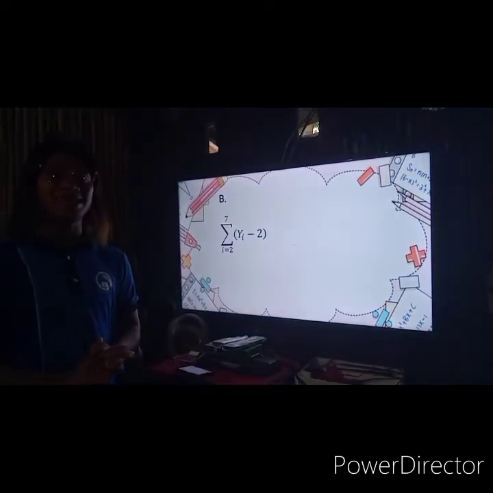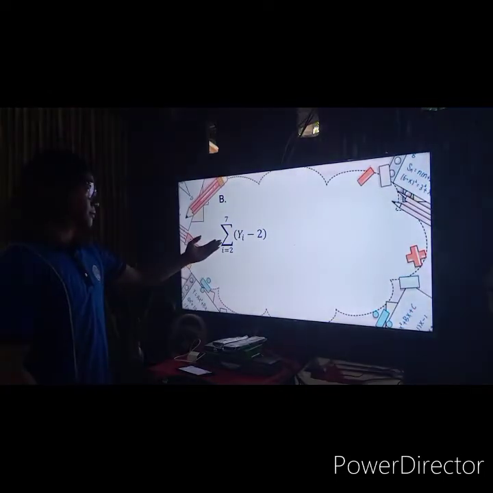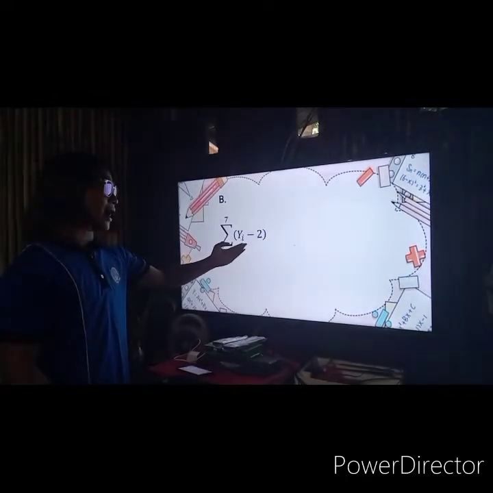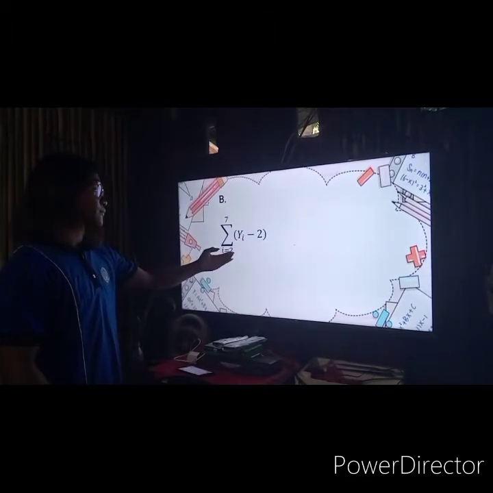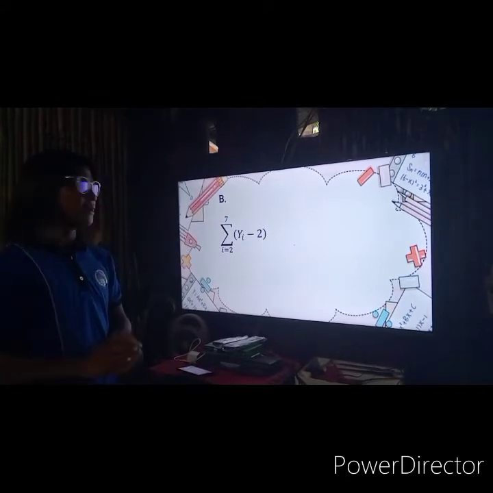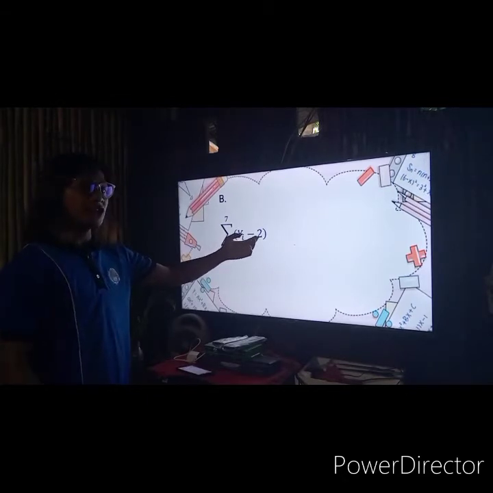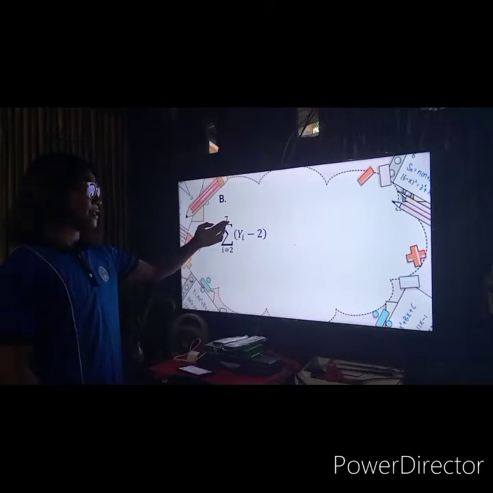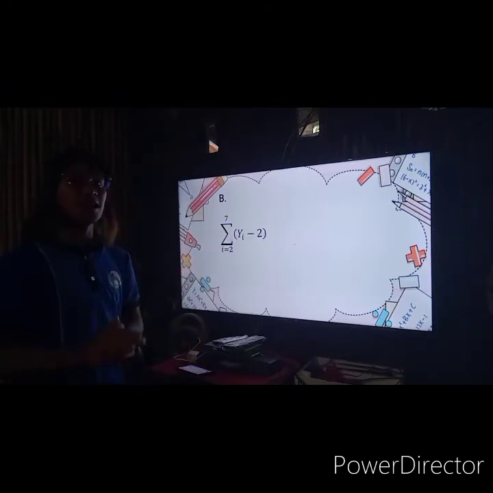Our formula for this example is this. Again, listen carefully. Summation of the quantity y sub i minus 2, where i ranges from 2 to 7. Again, summation of the quantity y sub i minus 2, where i ranges from 2 to 7. Remember that we have here a quantity, which is y sub i minus 2. So let's go to our givens.